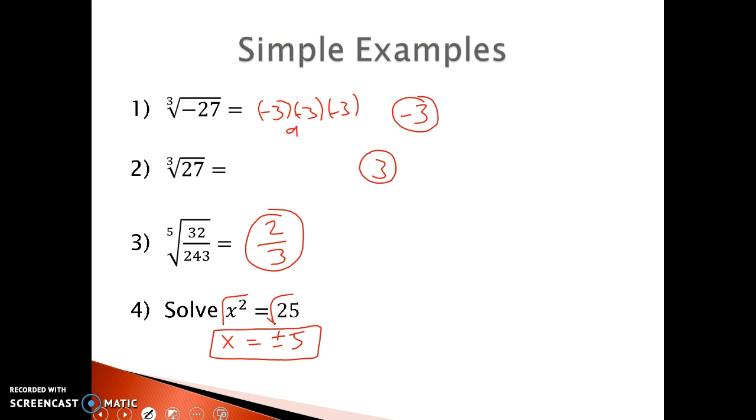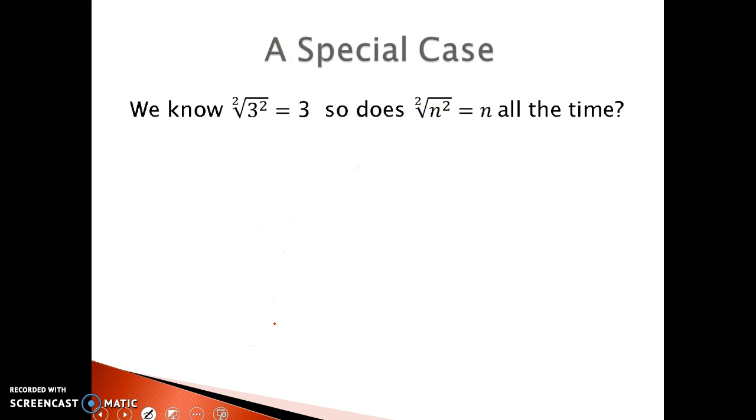So those are some examples to get us started, but let's take a look at a special case. If I take this expression here, 3 squared is 9, and then if I take the square root of 9, I get 3. And so we have said before that the square root and the square undo each other, so it just gives us 3. But does that work all the time? Is the square root of n squared always n?